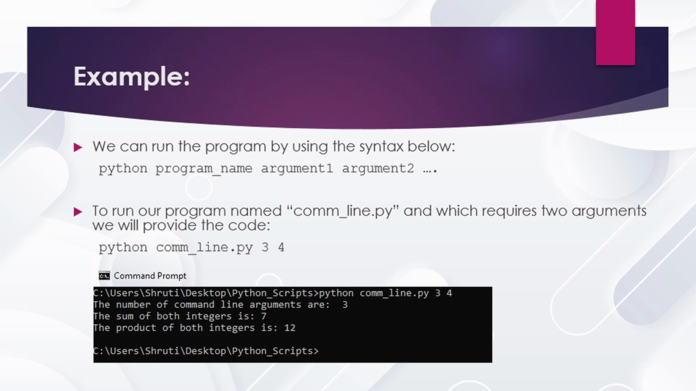This means that we have provided the arguments 3 and 4 during runtime. The first output displays the total number of command line arguments, which is 3. First for the program name, second for the input 3, and third for the input 4. The second and third output gives the sum and the product of the two integers that were provided during runtime.